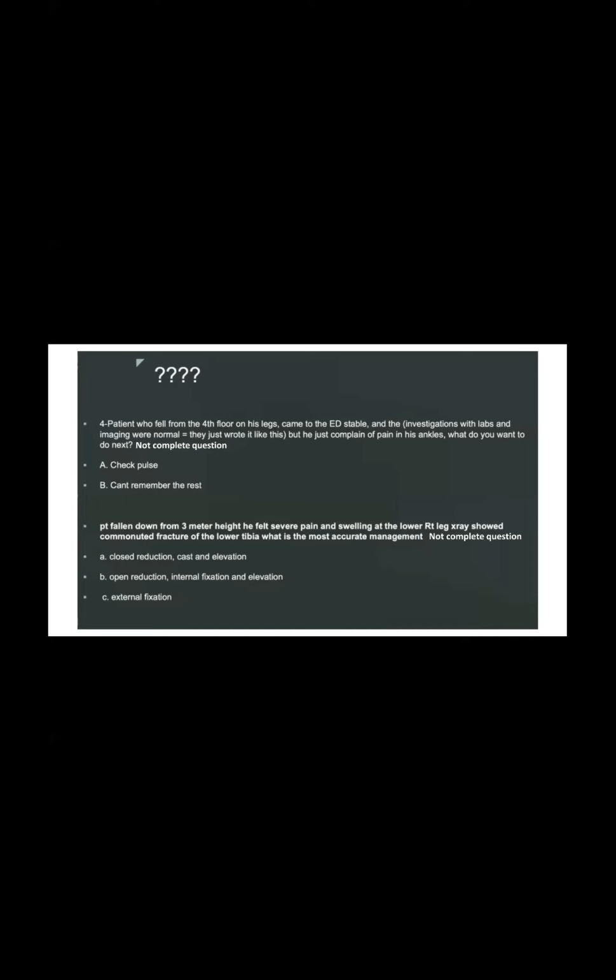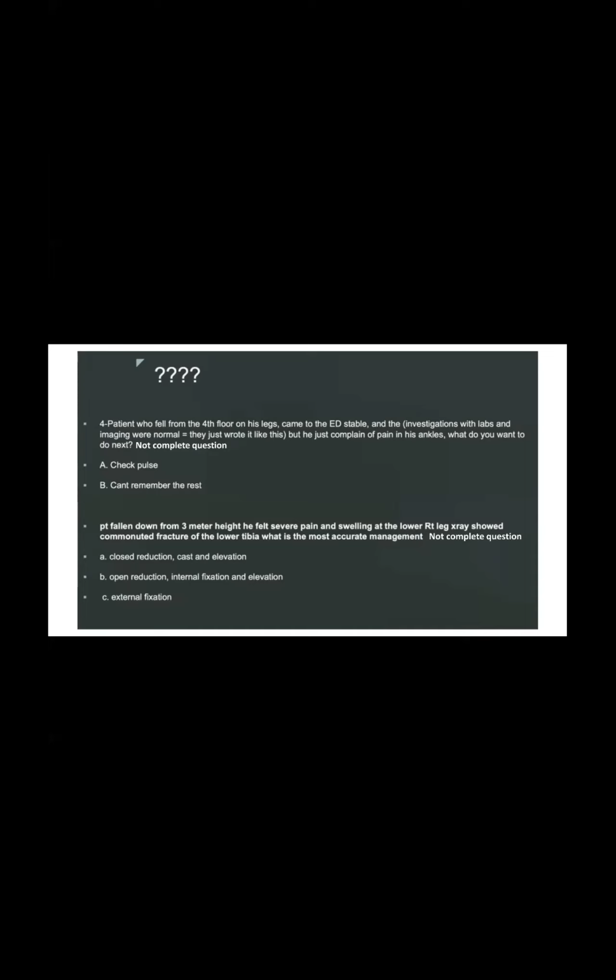A patient fell down from a 3-meter height. He felt severe pain and swelling of the lower right leg. X-ray showed a comminuted fracture of the lower tibia. What is the most accurate management? Ma'am, open reduction, internal fixation, and elevation.